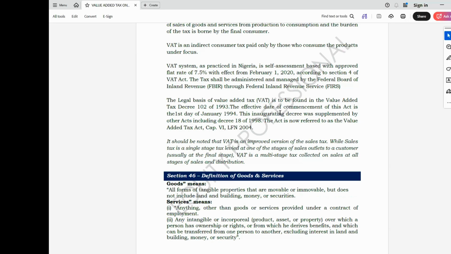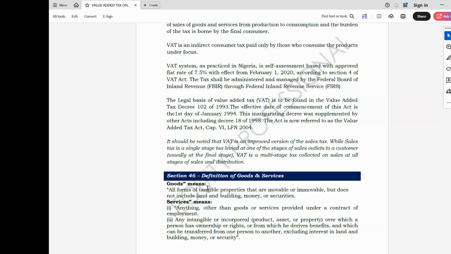So before now, there was usually dispute between those transactions that will be regarded as goods and those transactions that will be regarded as services. So as a result of that, the Finance Act has specifically defined what is regarded as goods and what is regarded as services. So goods is now regarded as all forms of tangible property that are movable or immovable, but does not include land and building, money, or security.